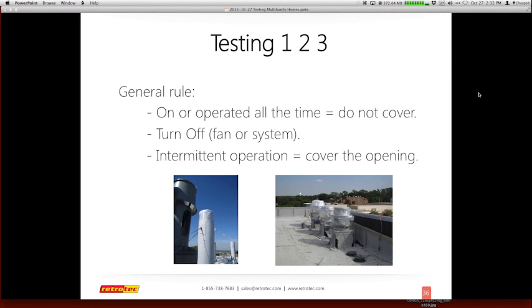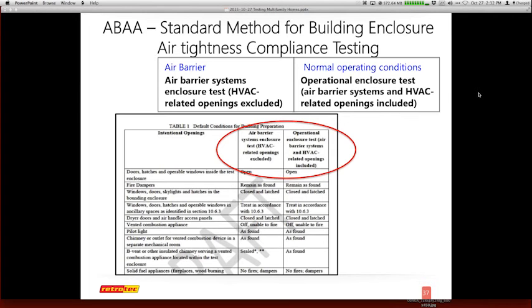Most of this comes into play with the soon-to-be-released ABA standard for testing air tightness compliance method. Their goal is to come out with something designed to be considered an air barrier, which means I close off the entire structure for normal operating conditions. I looked for it on their site today and did not see it, but this is where they're headed in terms of giving really good guidance as to what gets covered and what is left open.